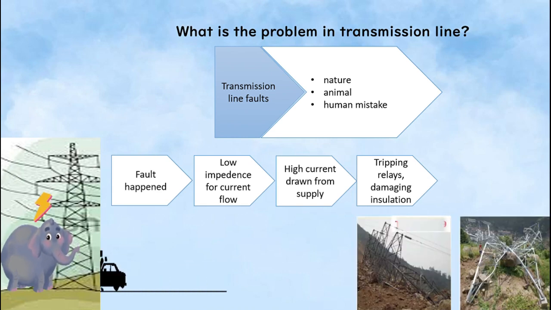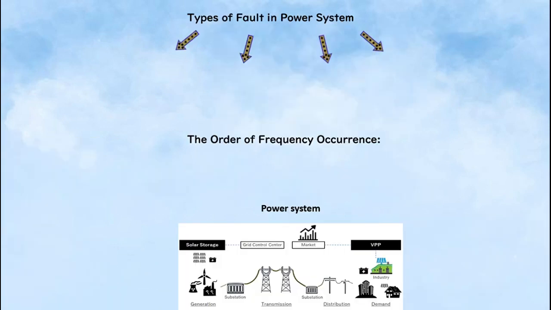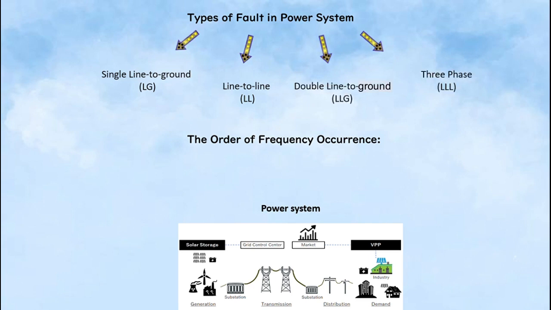The figure below shows the transmission line breaking down because of the earthquakes in Turkey in 1999 and China in 2008. There are 4 different types of fault in a transmission line, which are single line to ground fault, line to line fault, double line to ground fault, and 3-phase fault. Do you know that between these 4 faults, LG is the most common and occurs frequently? This is because LG has the highest frequency of occurrence, followed by LL, LLG, and the lowest is LLL.